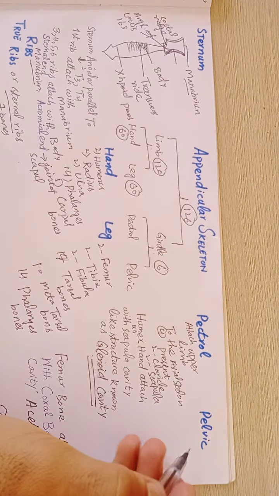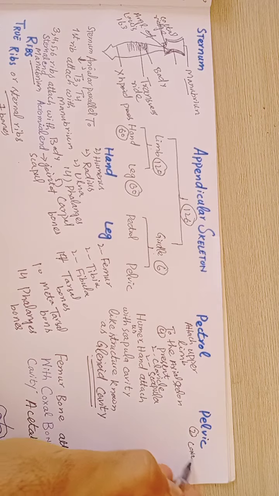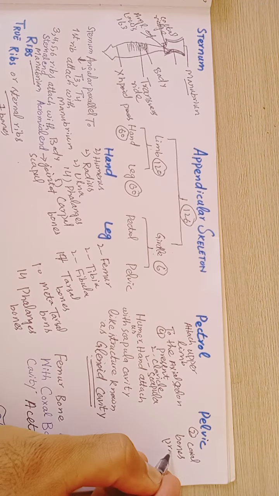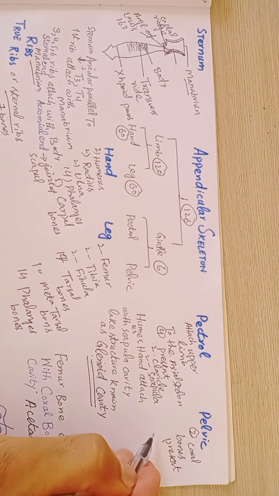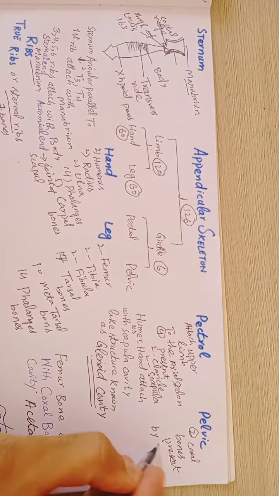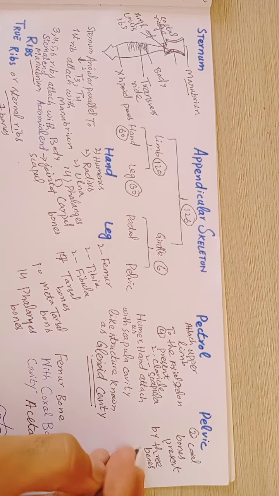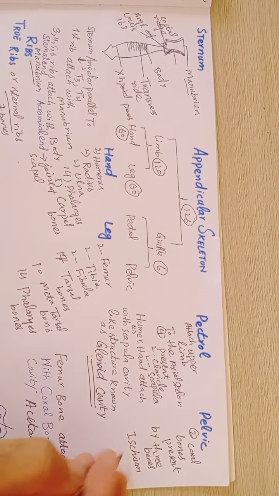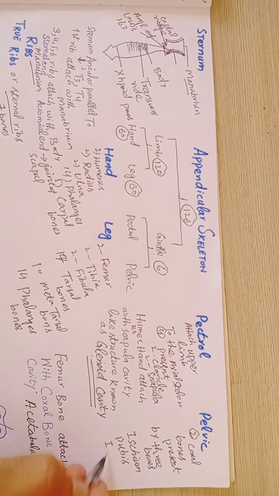In the pelvic girdle, two coxal bones are present. Each is formed by the fusion of three bones: ischium, pubis, and ilium.